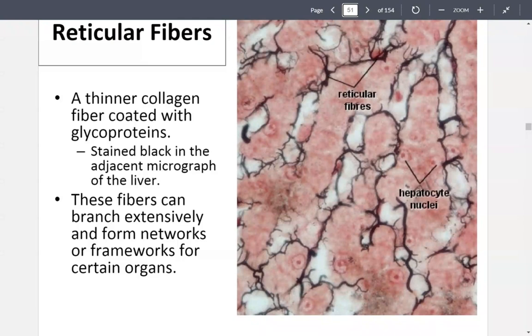What's the purpose of a reticular fiber? Reticular fibers are going to branch and form networks and frameworks within certain organs to support cells as well as to support organs in conjunction with each other.